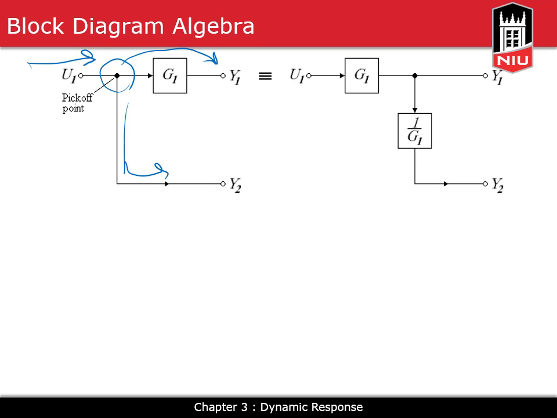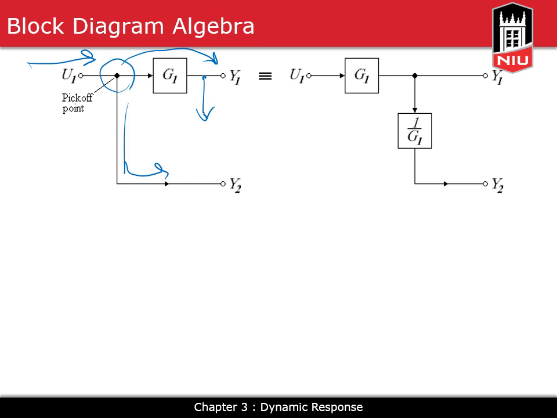But how about Y2? If I move that pickoff point after the block G1, Y2 will be a different signal. Right now in the block diagram on the left, you see Y2 is exactly equal to U1, where it is being picked up. If I move that pickoff point after the block G1, I'm actually picking up this signal. What is that? It is G1 times U1. I don't want G1 times U1 for Y2. Y2 must be equal to U1 in order for my block diagram to be exactly the same thing it was before.